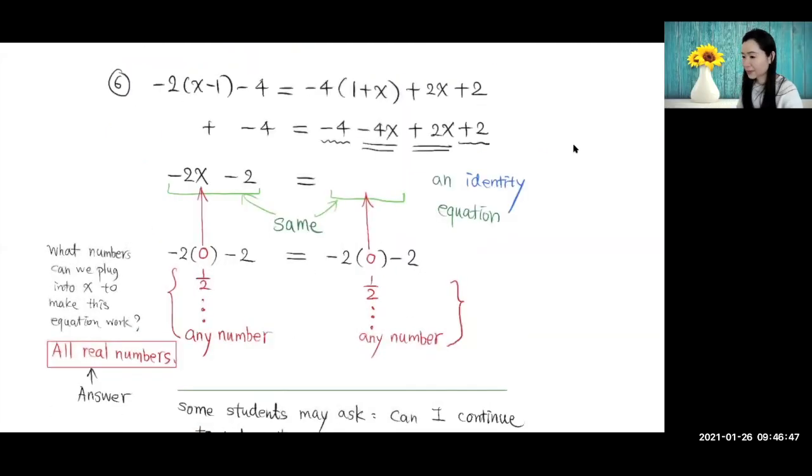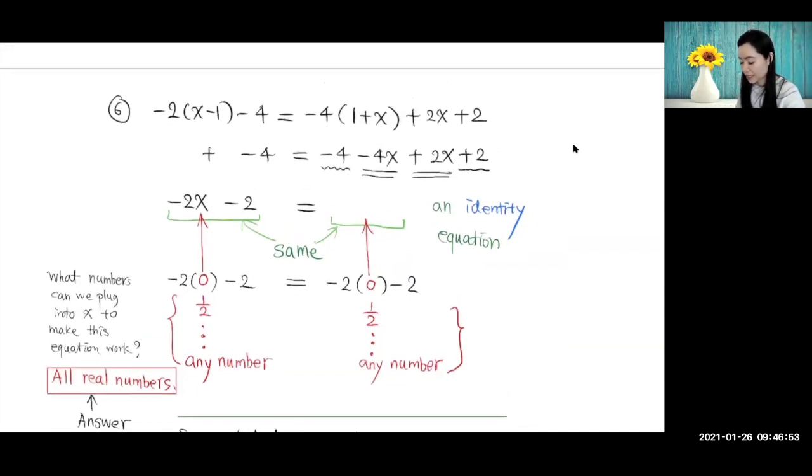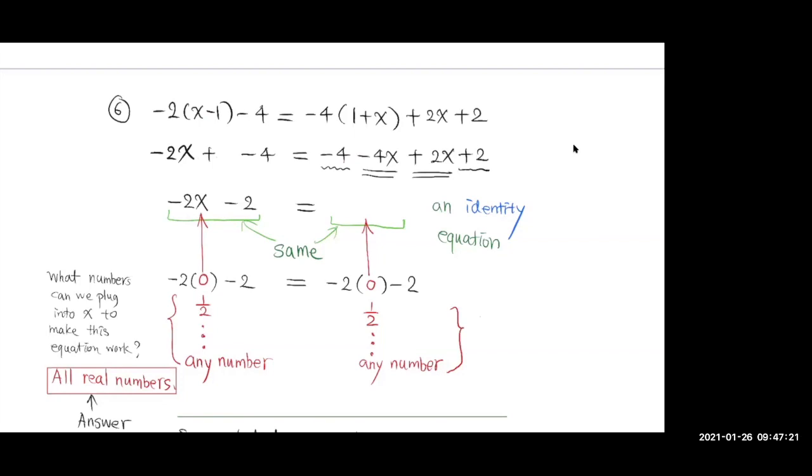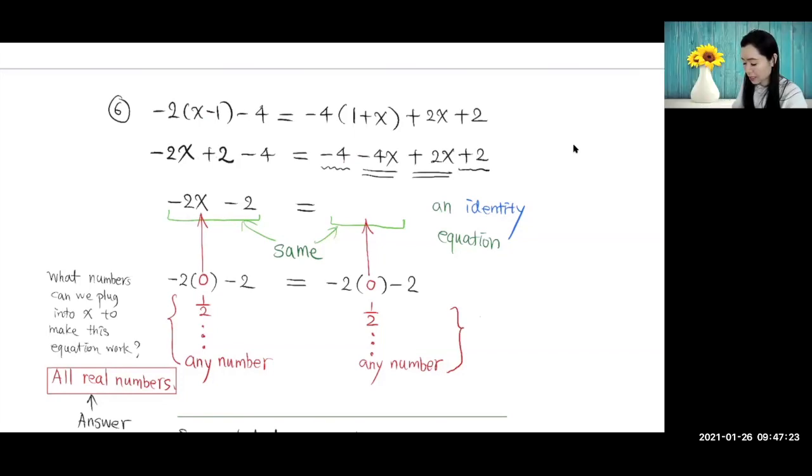Okay, so the next one. Now for number 6 over here. This one over here, we will first distribute the negative 2 inside the parentheses over this subtraction. Okay. So we'll have negative 2x. What about this negative 2 times negative 1? So that will become positive 2, right? So you add 2 over here. Over here, you also distribute, okay? So negative 4 here, distribute, you get negative 4x.